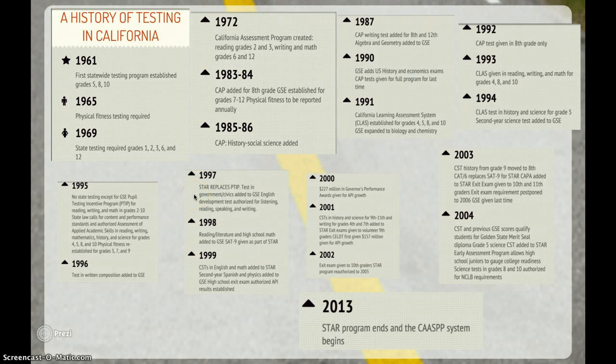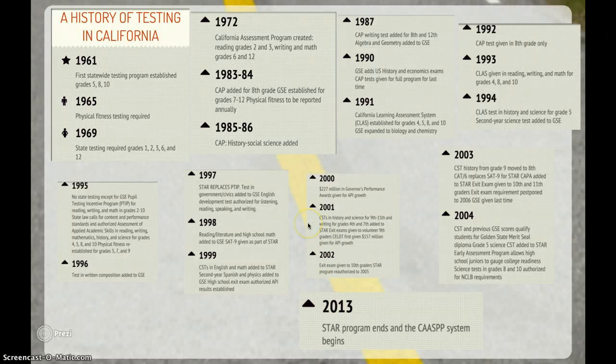In 1997, the Standardized Testing and Reporting, STAR, replaced PTIP. This tested reading, spelling, writing, and math for grades 2nd through 8th, and reading, writing, math, history, and science in grades 9th through 11th. In 1998, SAT 9 was given as part of the STAR program. In 1999, the California Standards Test, CSTs, for English and math was added to STAR. The high school exit exam was additionally authorized and the Academic Performance Index, API, was established.